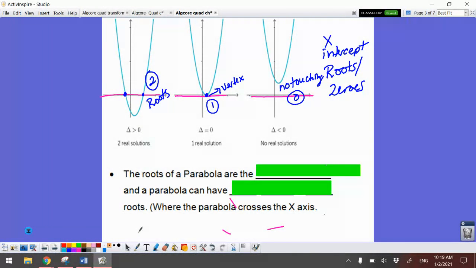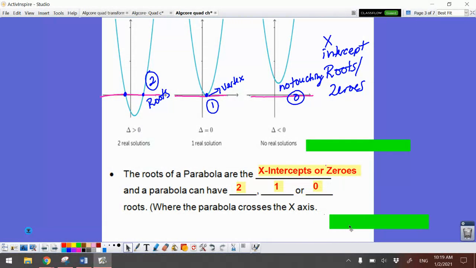Okay. So when we're looking at our roots, the names that we normally see when we're talking about roots of the parabola are x-intercepts or zeros. That's what they're called. X-intercepts or zeros. And I can have 2, I can have 1, or I can have 0 roots. Okay, 2, 1, or 0. I can have any of the 3. I can't have any more than 2, and obviously I wouldn't have negative.